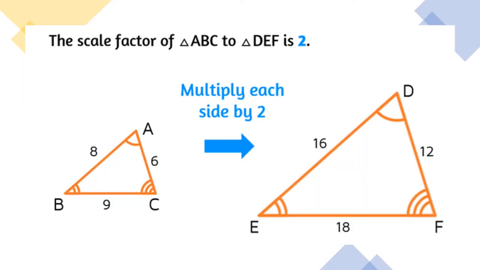Okay, so here's our first example of a dilation. We are using a scale factor of 2 to enlarge triangle ABC to triangle DEF. And if you look, the side lengths for triangle ABC are 8, 9, and 6. And when we use our scale factor of 2 to create our enlargement, they now become 16, 18, and 12. So by multiplying each side length by 2, I have enlarged this figure, and I have created similar figures. So note that they are the same shape, but they are different sizes.